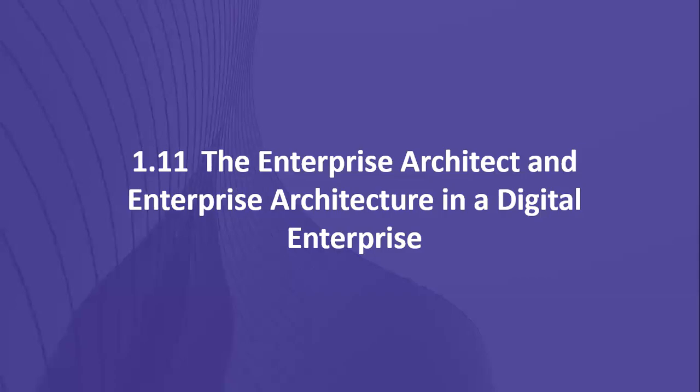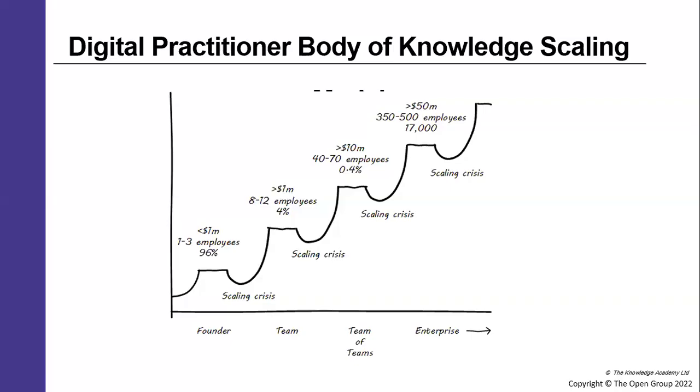Okay. So we were discussing the Digital Practitioner Body of Knowledge. If you remember, founder, team, team of teams, enterprise: what exactly is it showing? It is the scaling of the company. For example, if you start an organization, how much scaling does it have? How many grow to the next level and the next level like that? So this is called scaling, correct?